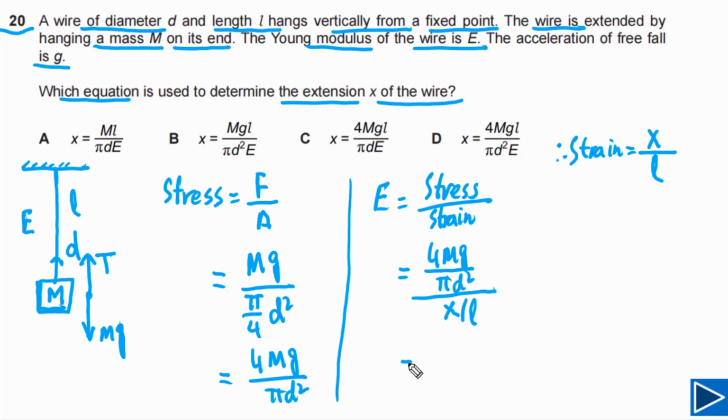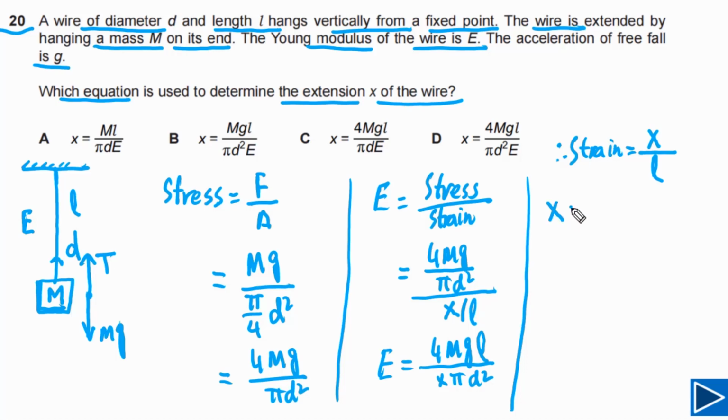Now if we simplify this one, we can write down this is 4 mg, this L we will multiply here, and this will be divided by x pi d squared times E. So this is how we can simplify. Now we need to find out the value of x, meaning extension. That will be equal to 4 mg times L divided by E times pi d squared. So the answer for this question is this. This is our final answer.